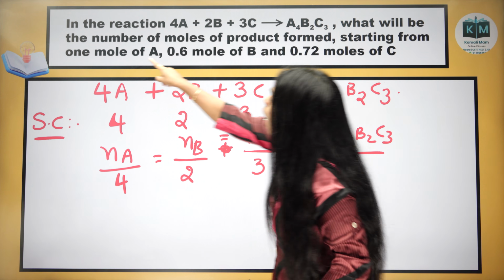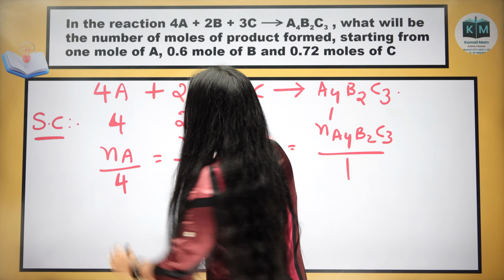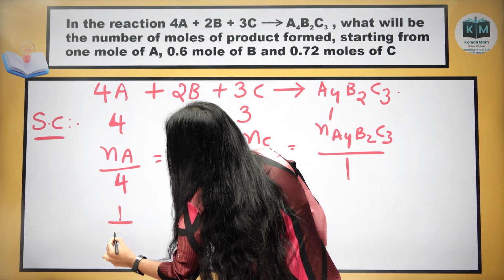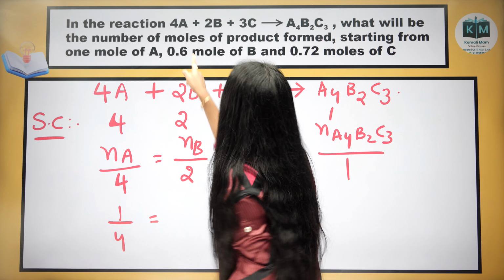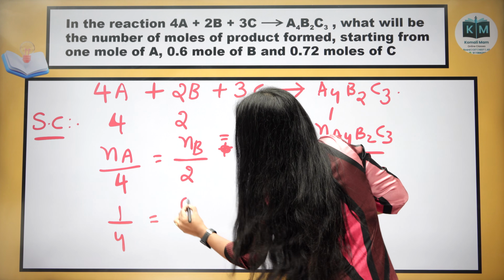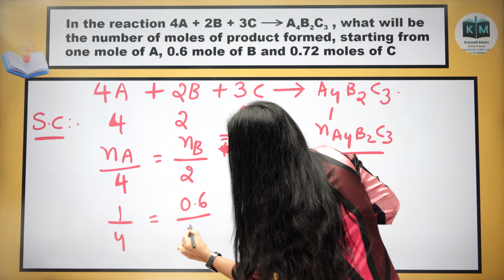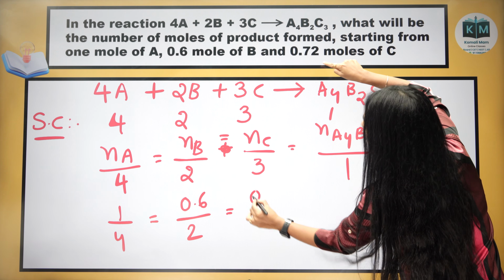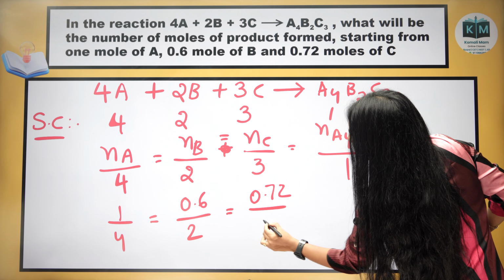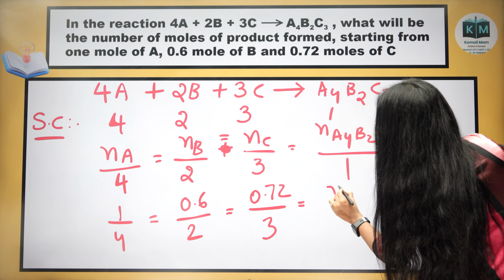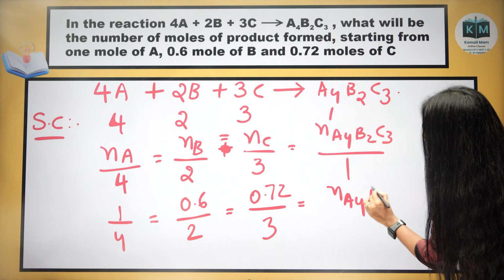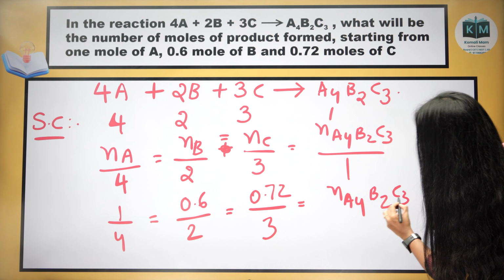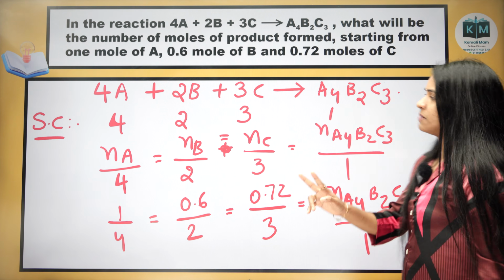In the question, how many moles of A is given? 1 mole. So, substitute here 1 by 4, which is equal to how many moles of B? Just 0.6. 0.6 by 2, which is equal to the number of moles of C. How much, students, tell me? 0.72 divided by 3, which is equal to the number of moles of A4B2C3 divided by 1.